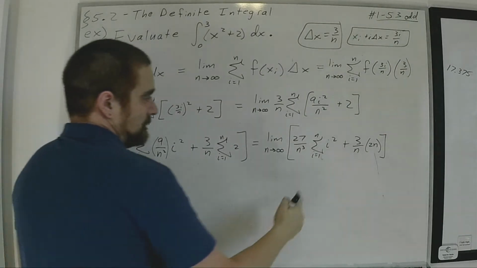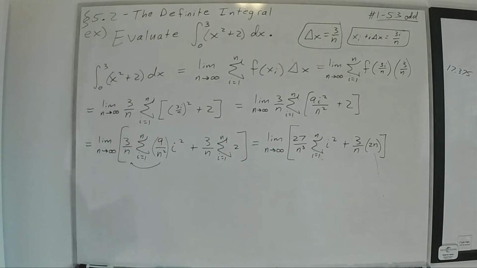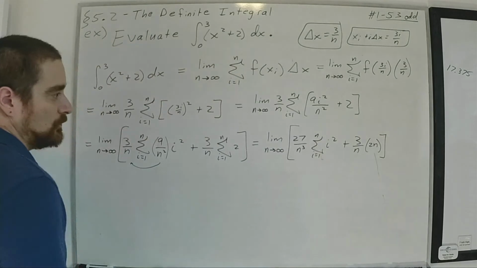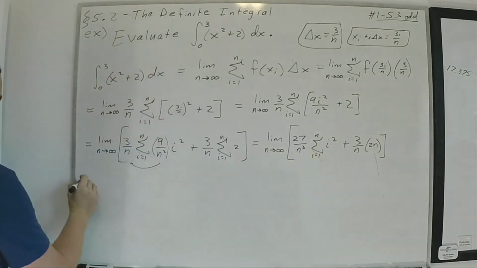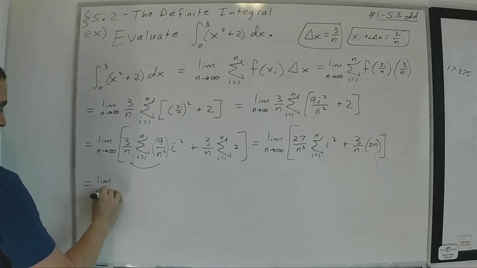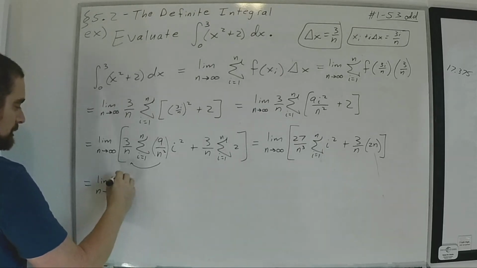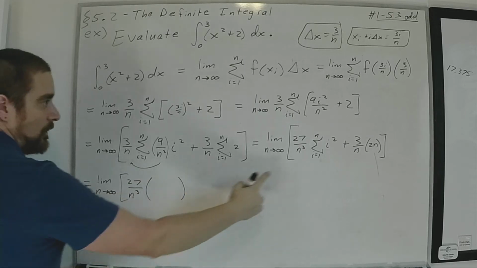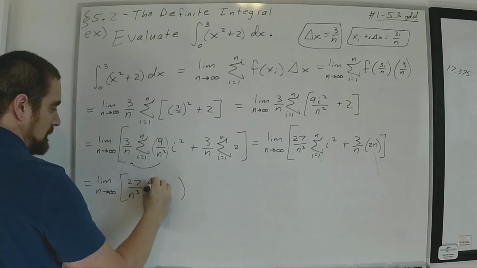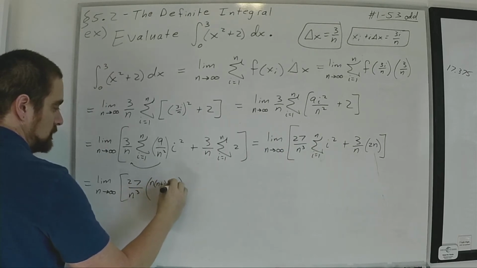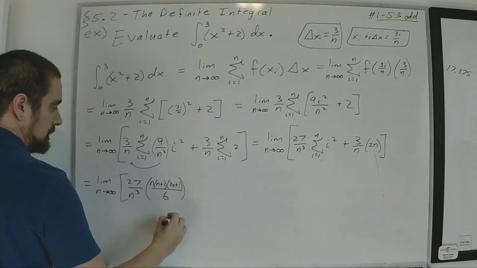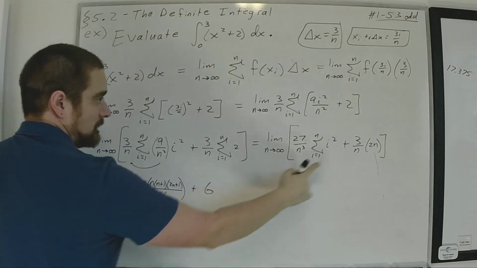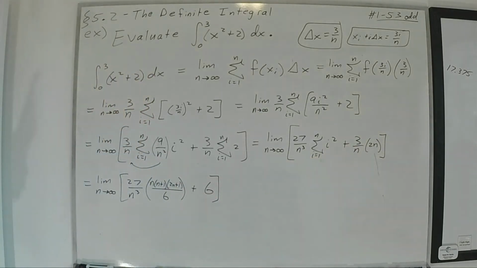Now, we did see a nice formula for the sum of the squares. So when we go from the summation from i equals 1 to n of i squared, we have a really nice formula for that. So I'm going to use that formula to say that all of this calculates to be the limit as n goes to infinity of 27 over n cubed times the quantity. And remember, the formula for this is n times n plus 1 times 2n plus 1, all divided by 6. Plus 3 over n times 2n, it means plus 6. Those n's can cancel out because one's in the numerator, one's in the denominator.